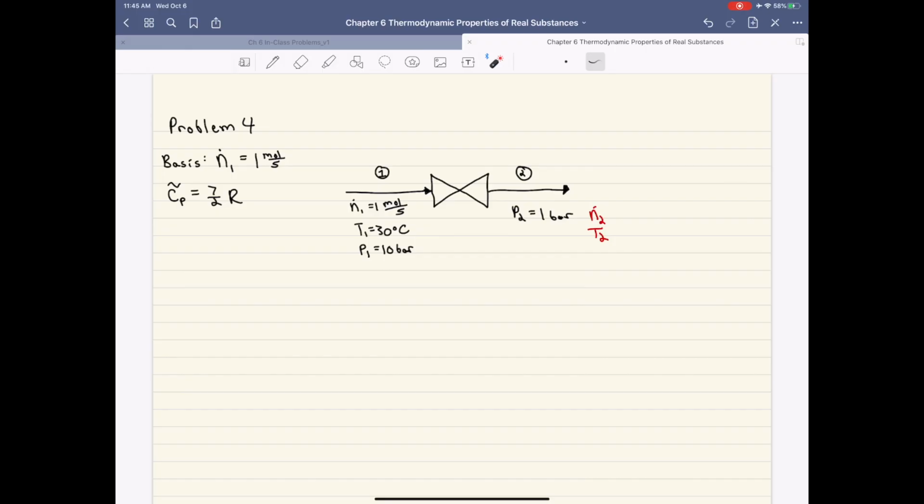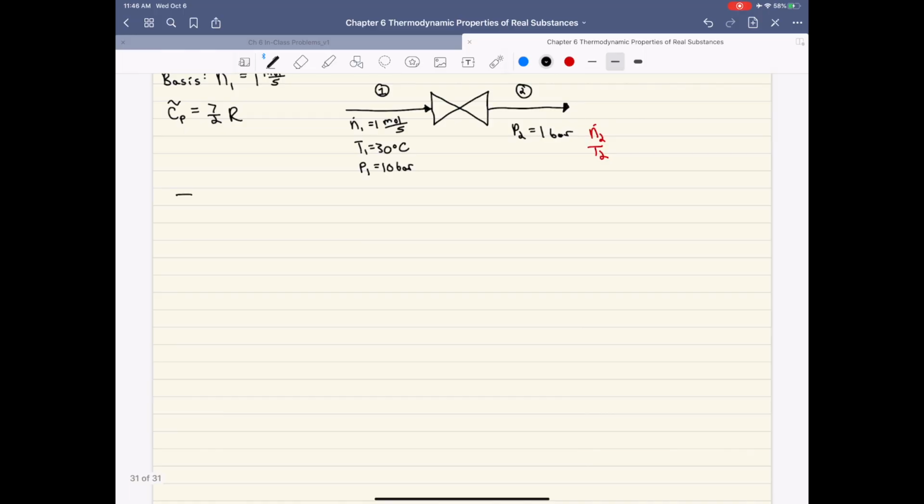We've looked at valves before, and as you could probably anticipate, for this system we're going to get an isenthalpic result. When we were dealing with ideal gases going through the valve, that result was very easy. But here we're going to be dealing with a van der Waals gas, and we're going to see that our result is going to be different. In any case, what we have are two unknowns, and so we need two equations to solve for N2 and T2.